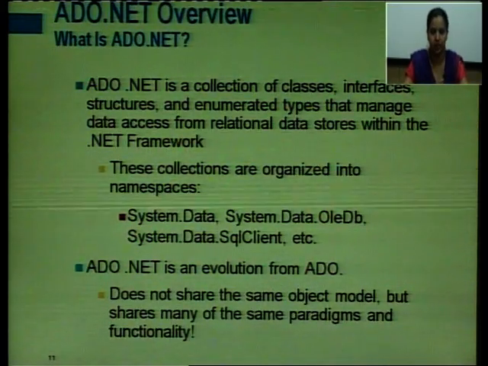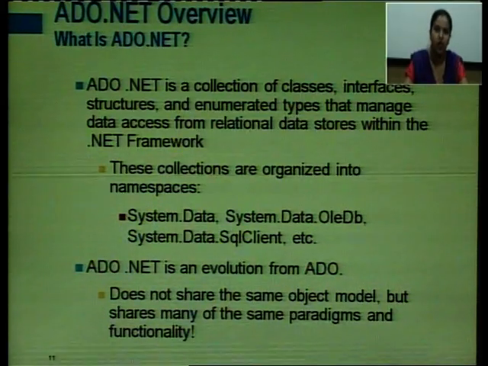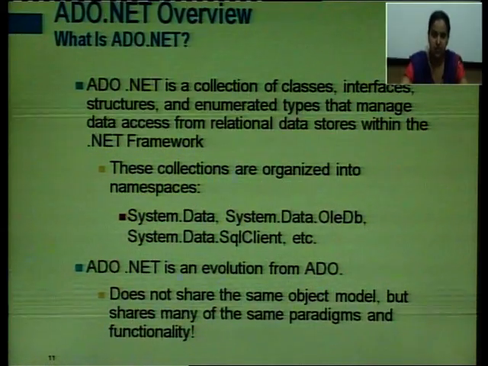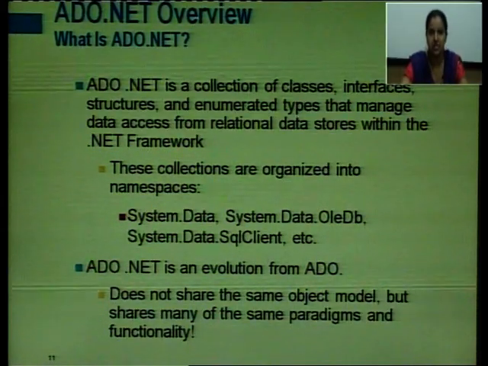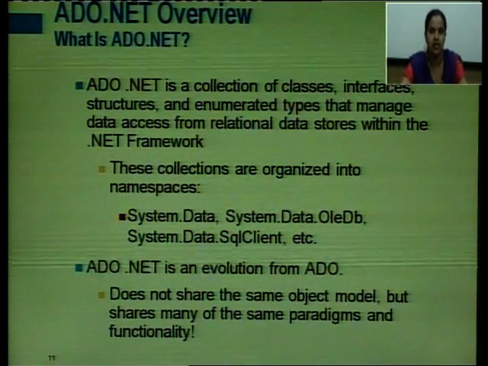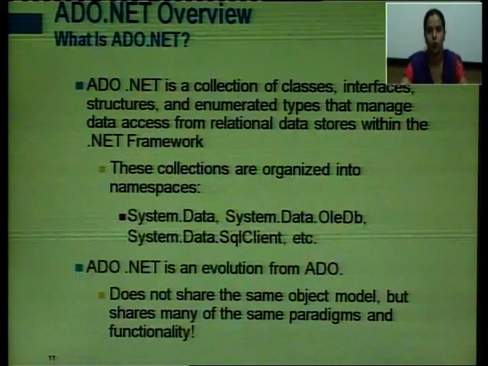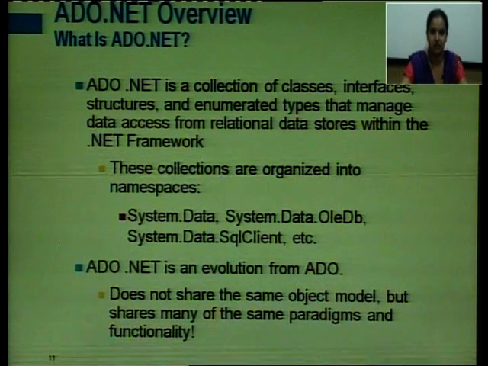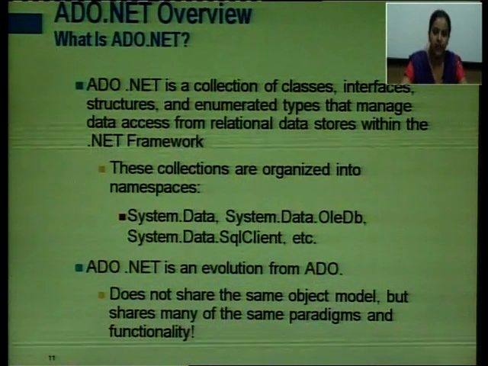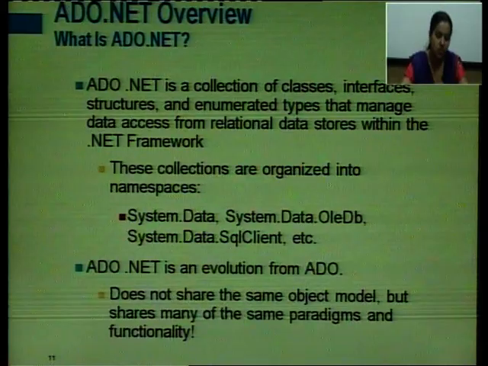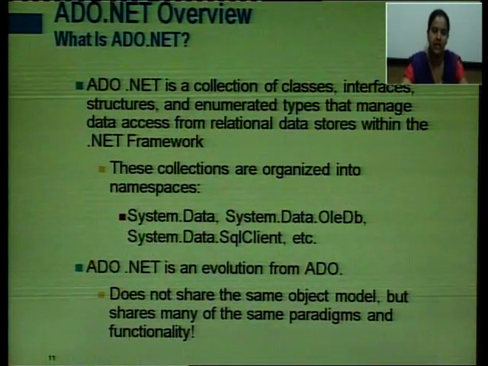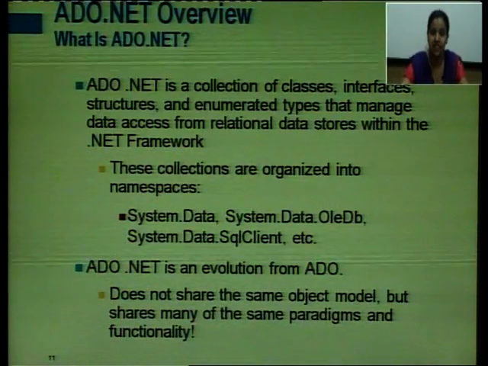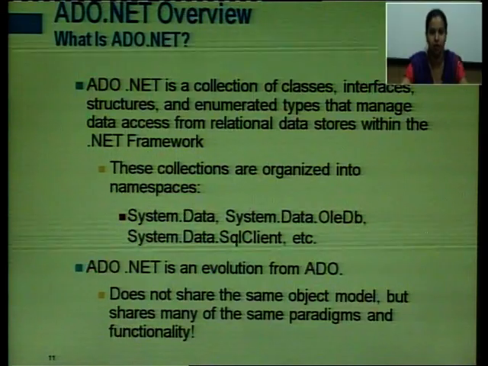So, let us start with the ADO.NET overview. ADO.NET is a collection of classes, interfaces, structures and enumerated types that manage data access from relational data stores within the .NET framework. So, all the classes, interfaces, structures which are defined in the .NET framework, and this ADO.NET helps us to extract the data from the relational data sources, and these collections are organized into the following namespaces.